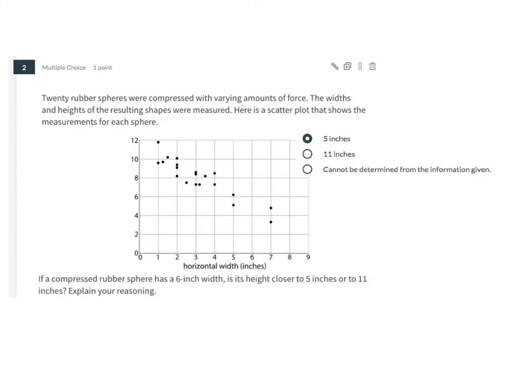Here is number 2. Again, we're talking about the 20 spheres. It says, if a compressed rubber sphere has a 6-inch width, what would the height be? There is not a point in trying to calculate an answer. What we're doing is following the trend. If we follow the trend, we go to 6, it's going to be around here, which is 5. If it would be 11, it would be way up here. So it can be determined if you follow the scatter plot. That's why our answer is 5.